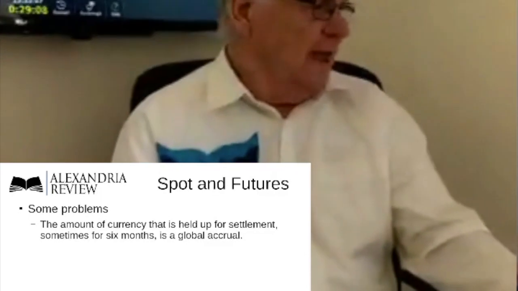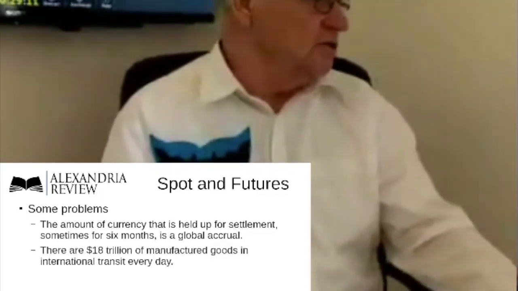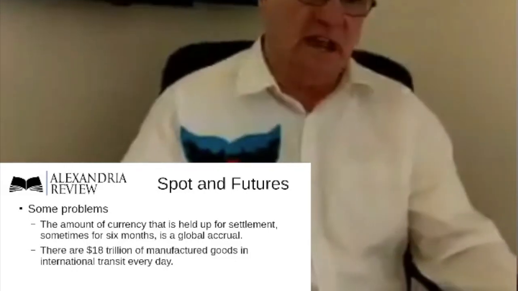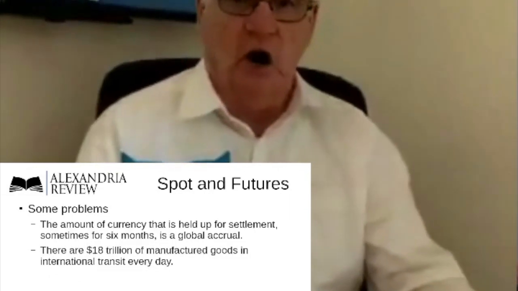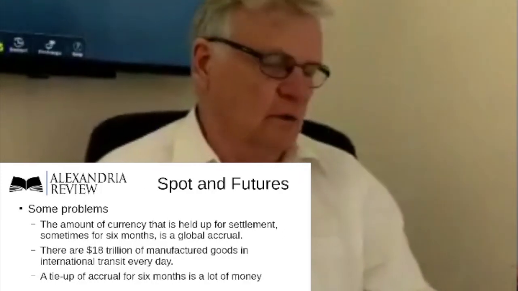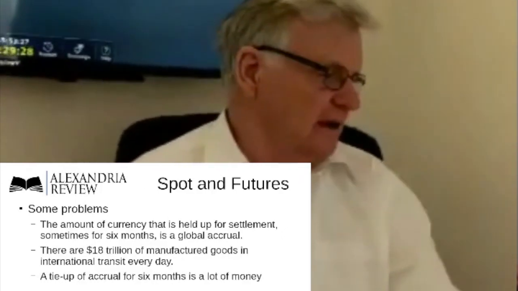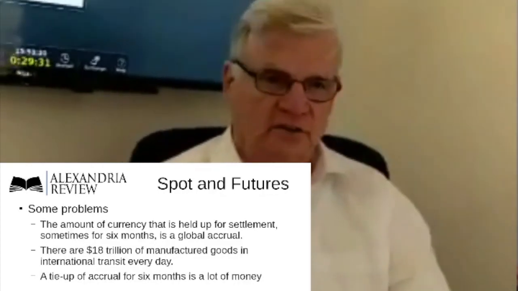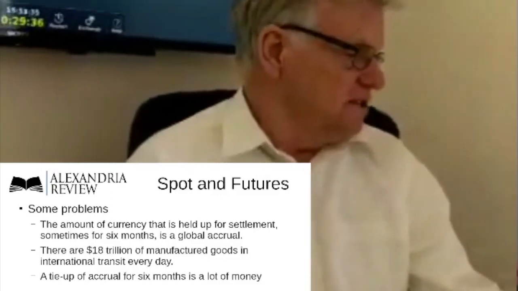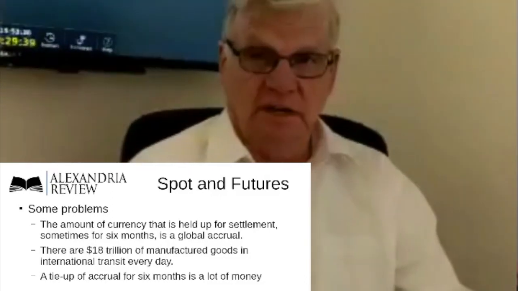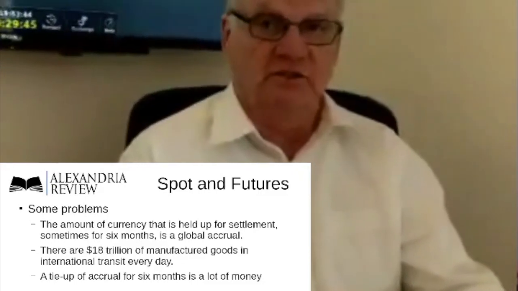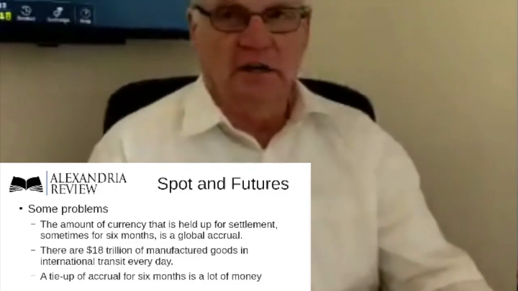We now look, there are $18 trillion of manufactured goods in international transit every day. So basically, we'll say it's $18 trillion worth of manufactured goods that are on the water waiting for delivery. If we have something like 50%, or let's say we've got something like $12 trillion every single day that get delivered within 24 hours, and it takes 6 months for that to be settled, we have a time of accrual for 6 months with a lot of money. Basically multiply something like 12 to $18 trillion times every single day over 6 months. It's a lot of money.